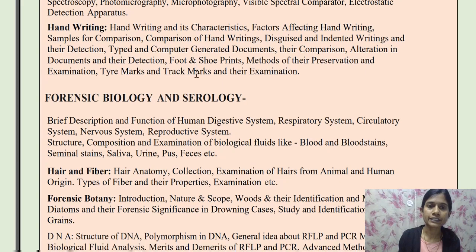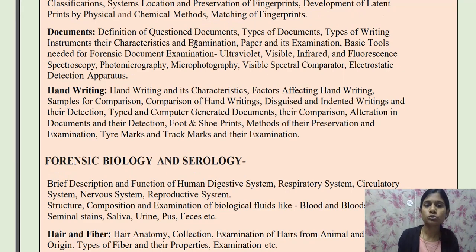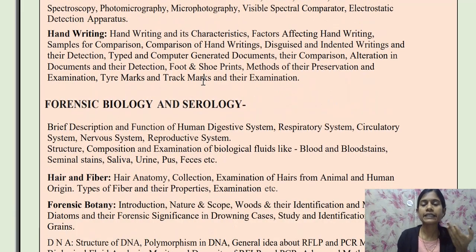Next, handwriting. Within the documents, first we may focus on the paper or ink used. Then we go with handwriting in case of a suicide note or a property will document. In case of counterfeited currency, we may not get handwriting, but in case of forgery, we may go with handwriting examination. Handwriting and its characteristics, factors affecting handwriting, samples for comparison, how and from where to collect them, comparison of handwritings, disguised and indented writings and their detection.